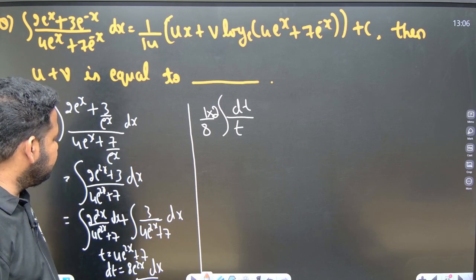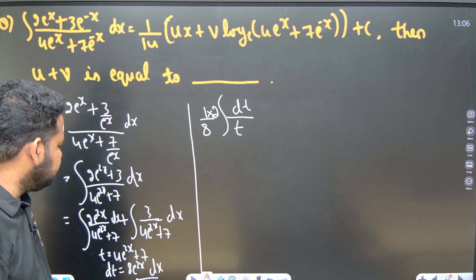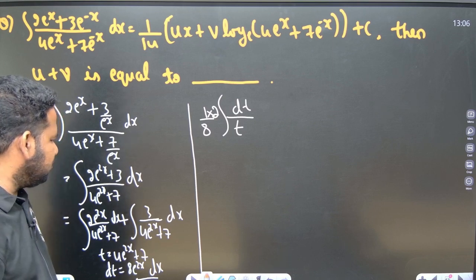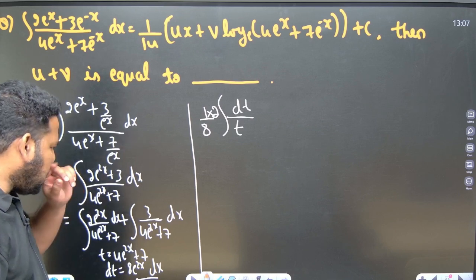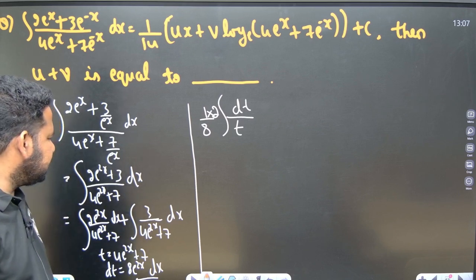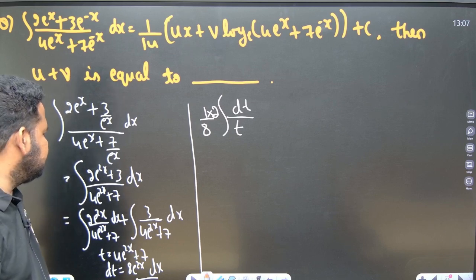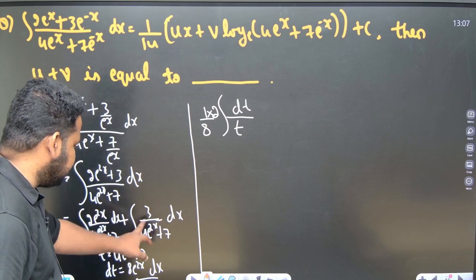What can we do with this function, 3 by 4 into e power 2x plus 7? Here I have to do some modifications. What is the modification that I can do? I can divide both numerator and denominator by e power 2x or e power x. Let me divide both numerator and denominator by e power x.